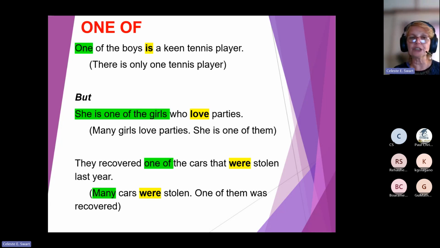So you have to look at what's going on around it as well, with the other words that are giving you an idea of the singular or plural. One of the cars, and we say the cars were stolen, they were stolen. If it was only one car, it would have been in the singular.